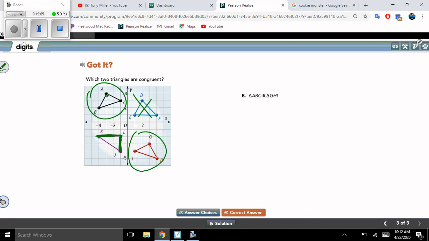Questions on that? Again, that's something that we'll probably discuss. Obviously, you could go back to that whole rigid motion thing in order to back that up, the ABC triangle going to GHI triangle.